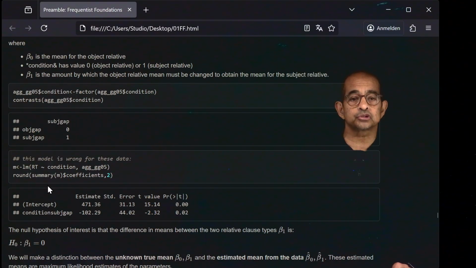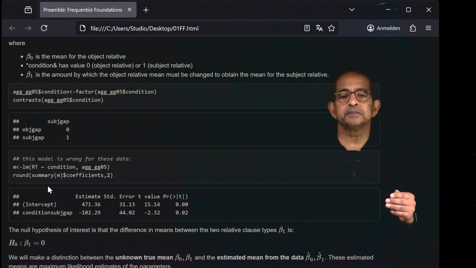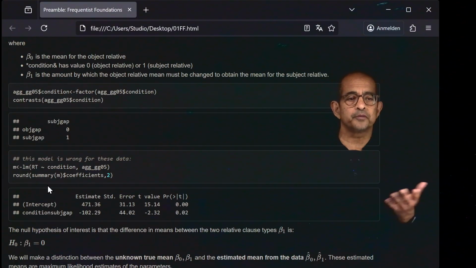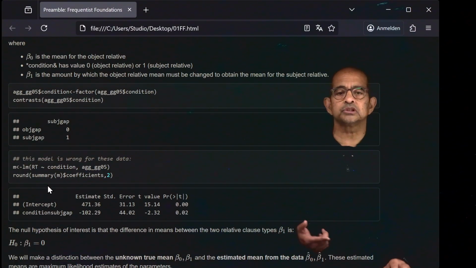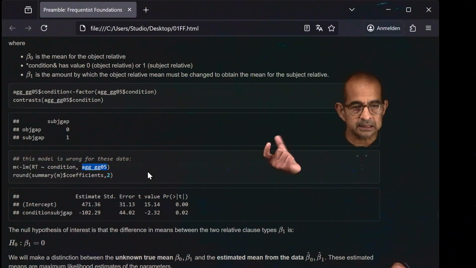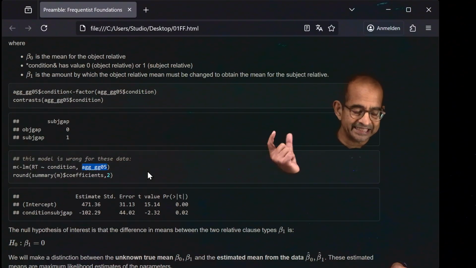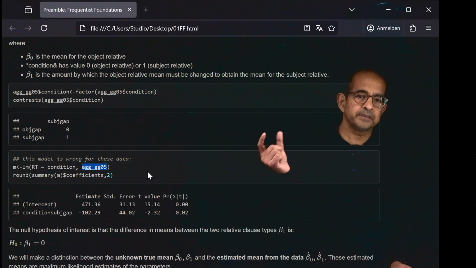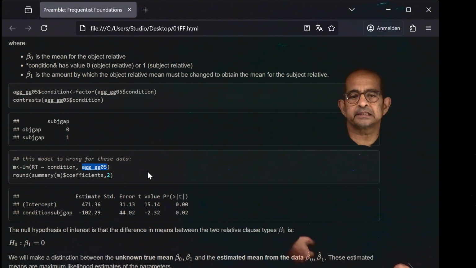This model is, of course, wrong for the present data. Why? Because we have repeated measurements from each subject for each condition. Even though I'm working with the aggregated data here, I still have paired data, and the repeated measures nature of the measurement here is not being reflected in this simple linear model. So that's why this model is actually wrong for this particular data, and I will just show you the correct version of this model on the aggregated data.